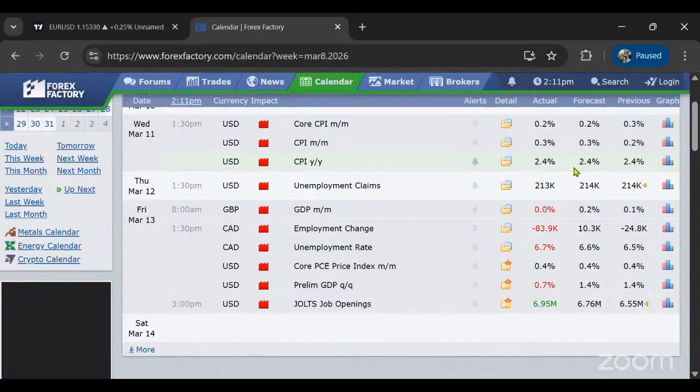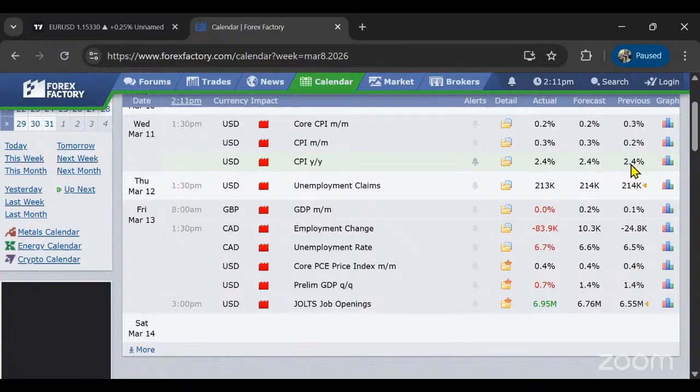But as you can see, when the news came out, this is actual. It was 0.2% here. That means 0.2% is lower than the previous month. And 0.3% here is higher than the previous month. 2.4% is the same as the previous month.